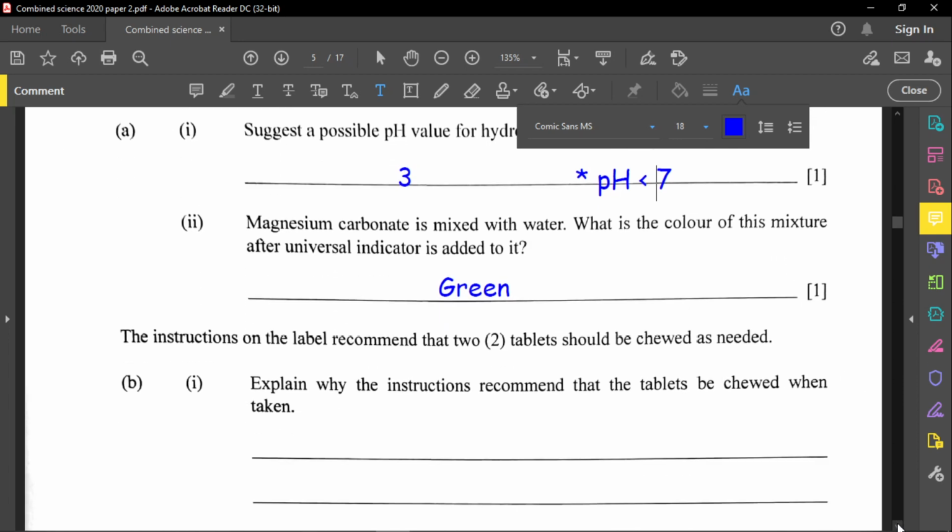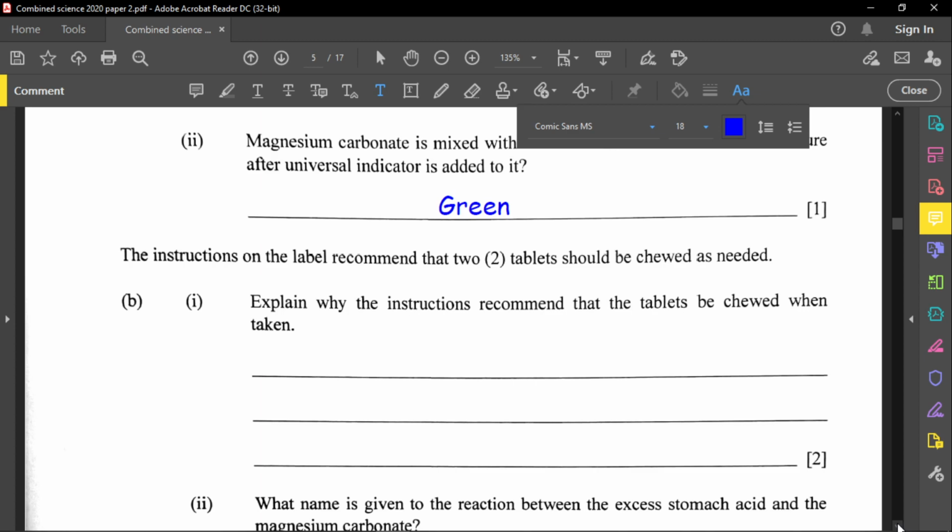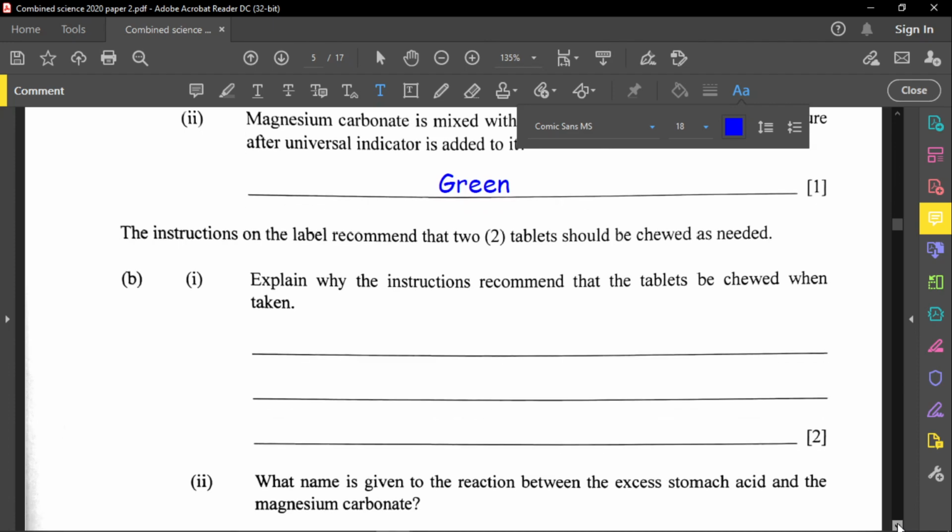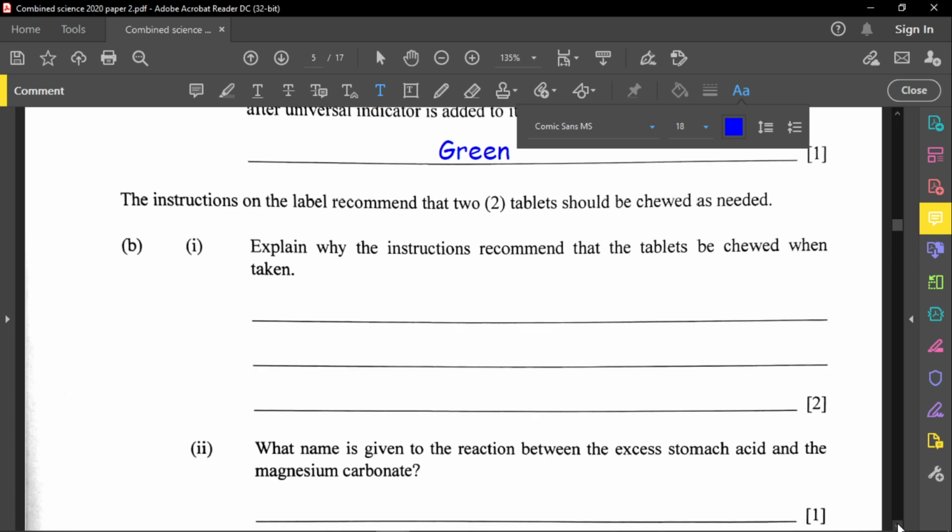Now jumping on to the next part of the question right here. It said the instructions on the label recommend that 2 tablets should be chewed as needed. All right, you're going to chew this tablet as needed. So explain why the instructions recommend that the tablet be chewed when taken. And this is for one specific reason right here. And generally you want to increase the surface area, right? Because when you chew the tablets, they break up in smaller pieces. So this is to increase the surface area of the tablet itself, okay? Increase surface area of the tablets, okay? That's the first thing you want to do.